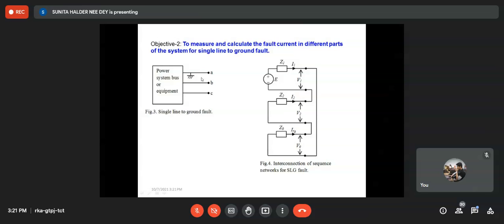So what happens during a single line to ground fault? If we analyze the network, we see that it is an unbalanced system, so we have to analyze it using sequence networks. Let us consider the voltage condition for the circuit.